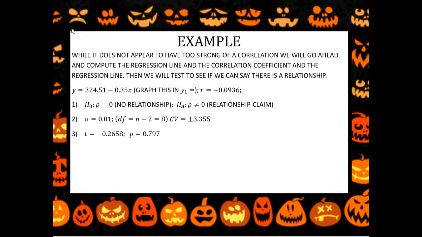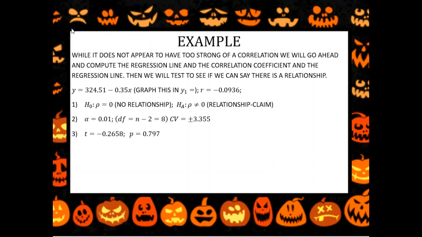All right, so step 2, our alpha was 0.01. Find your critical value if you want to go that route. You simply look at your t distribution. We're in the 0.01 for our tail. And what was our degrees of freedom? It was 8. So this is a 2-tailed test, by the way. We just said not equals. We didn't say greater than or less than.